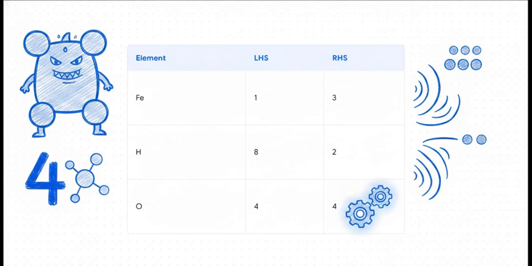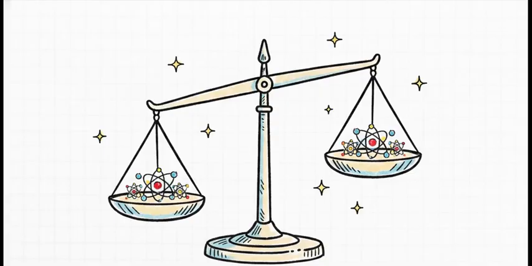But notice the ripple effect we just caused. We kind of temporarily messed up our hydrogen count. 4 times 2 gives us 8 hydrogens on the left, while we still only have 2 hydrogens just sitting there on the right. And here is where we complete the hero's journey.